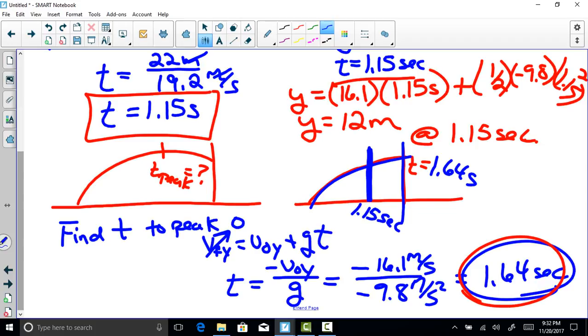The ball reaches the wall before the peak. Okay, that was really fast, but it's kind of late.